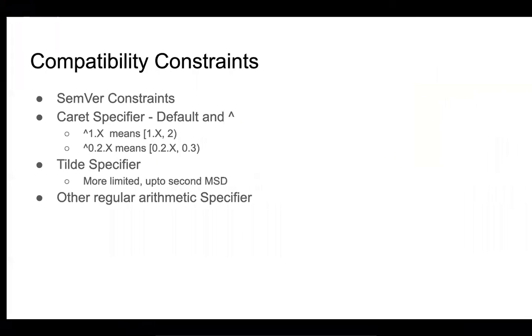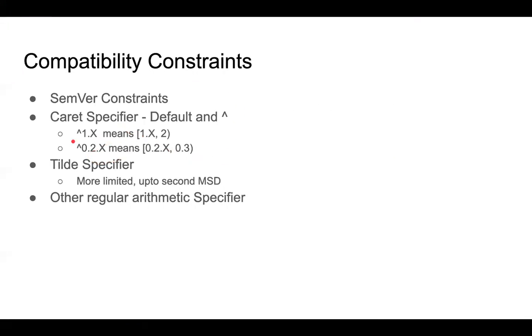Okay, so as I told you, 1.x means from 1.x to 2, excluding the right-hand limit. Similarly, for the 0.2.x caret specifier, it means 0.2.x to 0.3. Notice that the first digit is still unchanged, because the most significant digit is the second one, and it got changed.